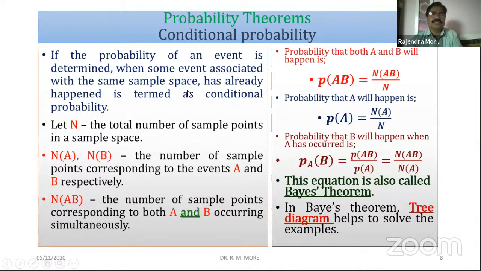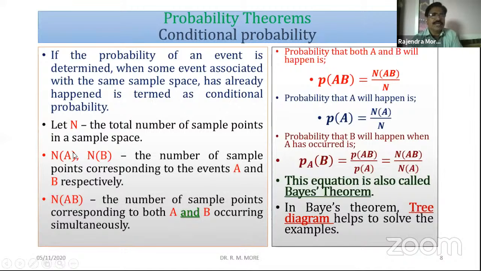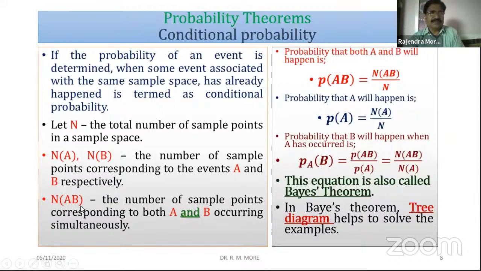Now, suppose that in this random experiment, there are n sample points in the sample space of that random experiment. And we are taking two events, A and B. NA is the number of sample points in event A, NB is the number of sample points in event B. Then NAB is the number of sample points corresponding to both A and B occurring simultaneously. That is, these sample points are members of A and B simultaneously. Then according to this information, we try to find the probability that the sample points occur in both the events simultaneously.